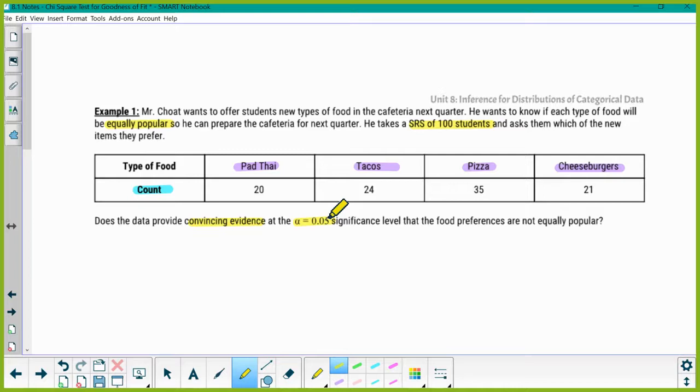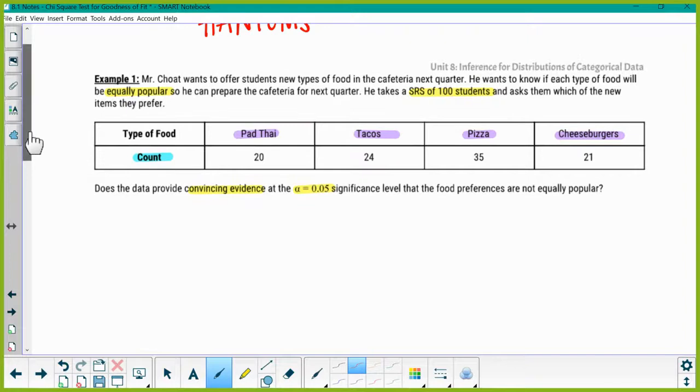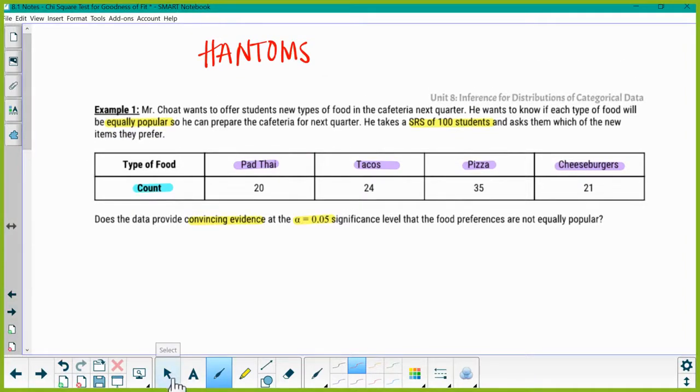So we are doing a hypothesis test. Again, it's going to follow PHANTOMS, but without the P. So we're doing PHANTOMS today. The first thing we want to do is write out our hypotheses. I have verified that these are counts. This is not quantitative data. This is 20 people who selected pad thai, 24 who selected tacos. I'm not doing any type of measurement. That's my first check.